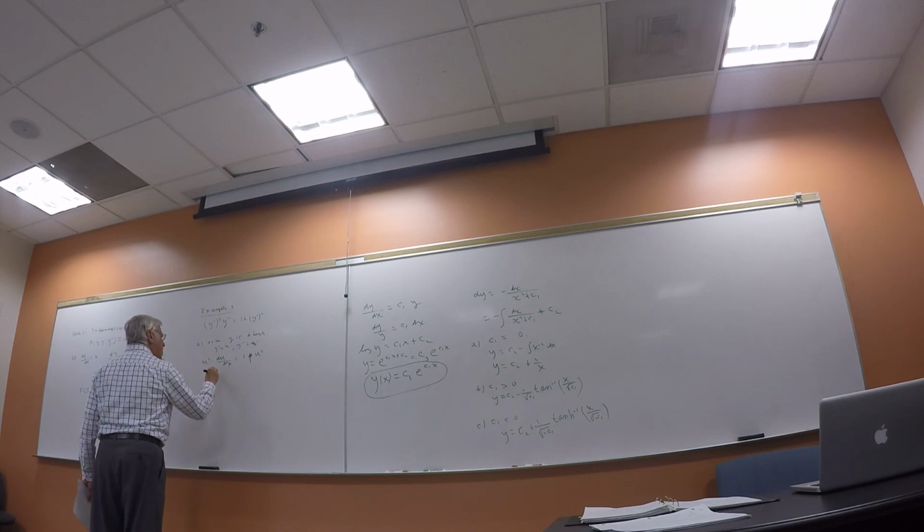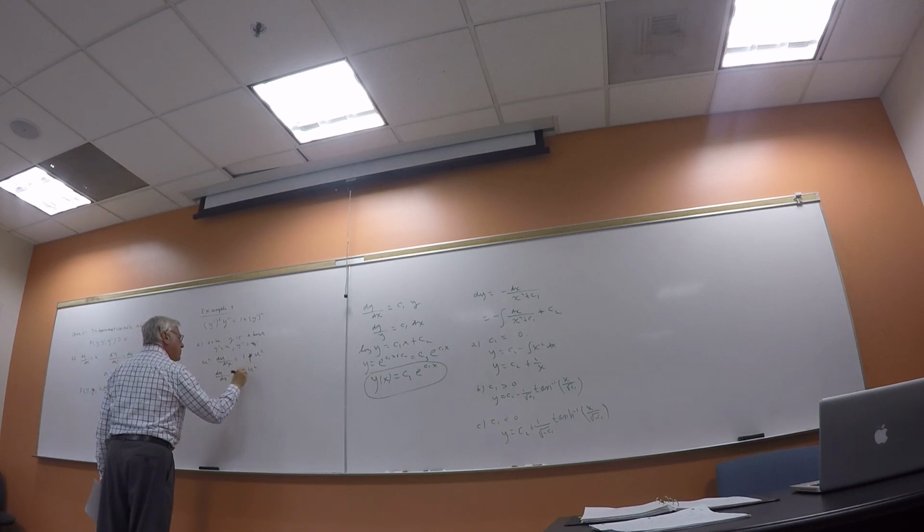So I find that du/dx is 1 plus u squared divided by u squared.